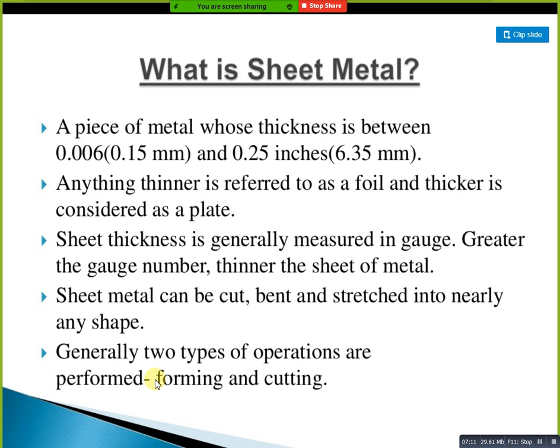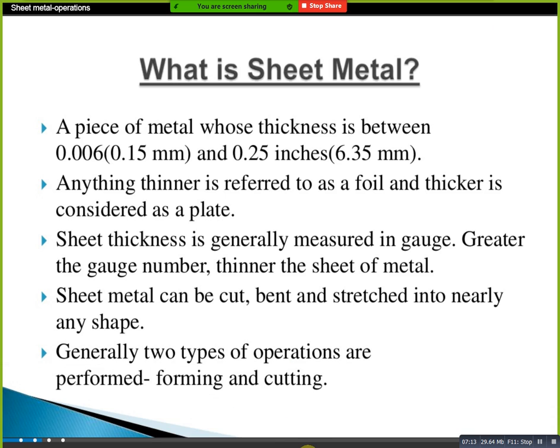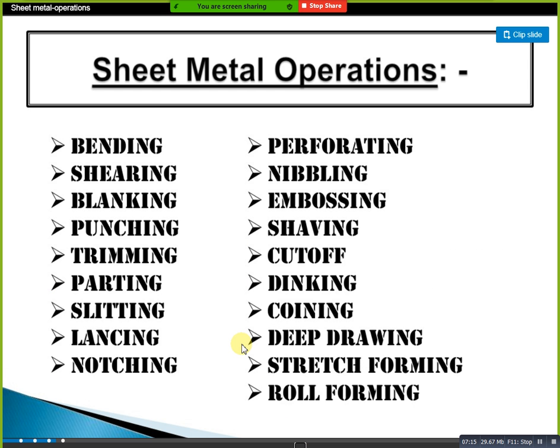These are all sheet metal operations. Sheet metal operations means bending, shearing, blanking, punching, trimming, parting, slitting, lancing, notching, perforating, nibbling, embossing, shaving, cut off, dinking, coining, deep draw, stretch forming, roll forming. These are all considered sheet metal operations. First of all, we will discuss bending.